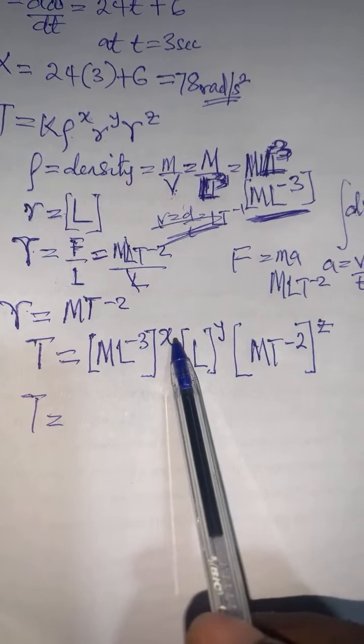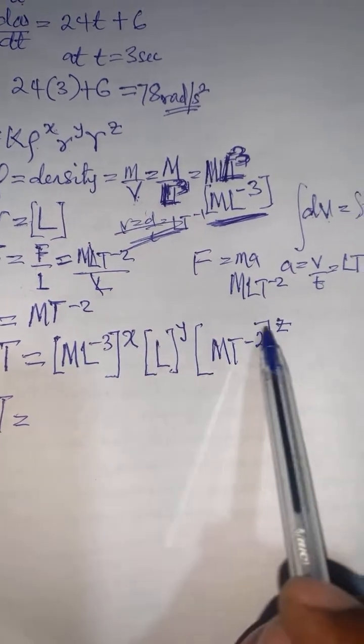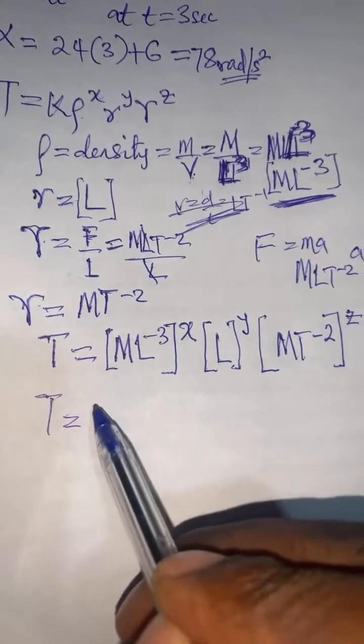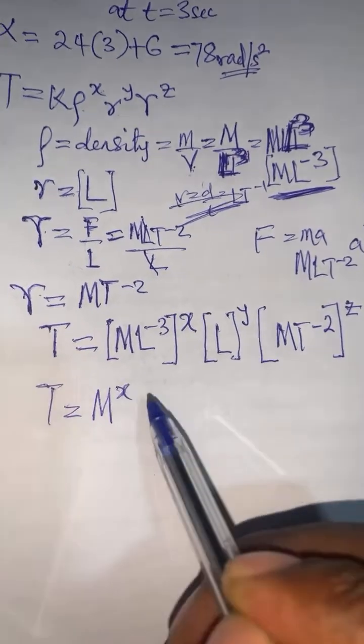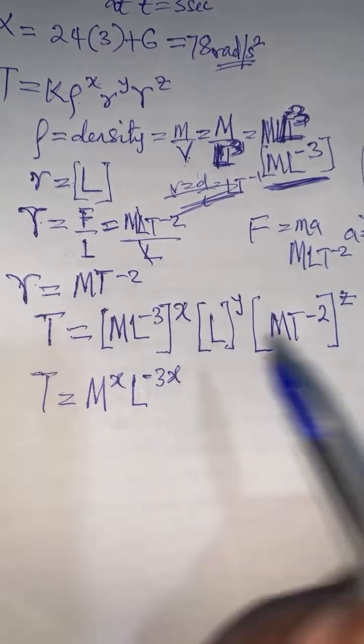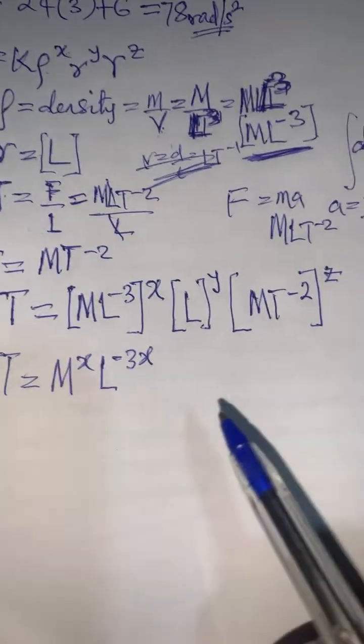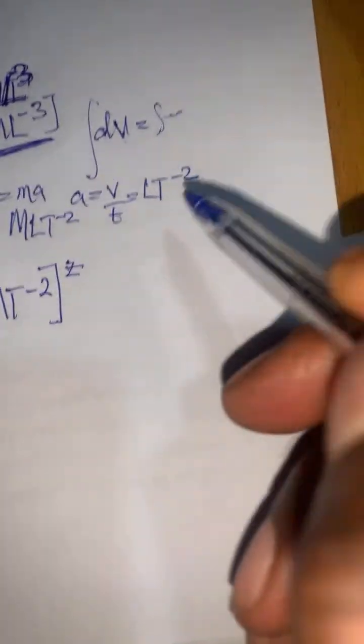Keep in mind that this x is going to affect everything on the power. L is still the same thing. So we have this to be m to the power of x, L to the power of minus 3x. If you do not understand that, please ask a question. I will tell you what happened there. And let me just tell you so that you don't ask me.